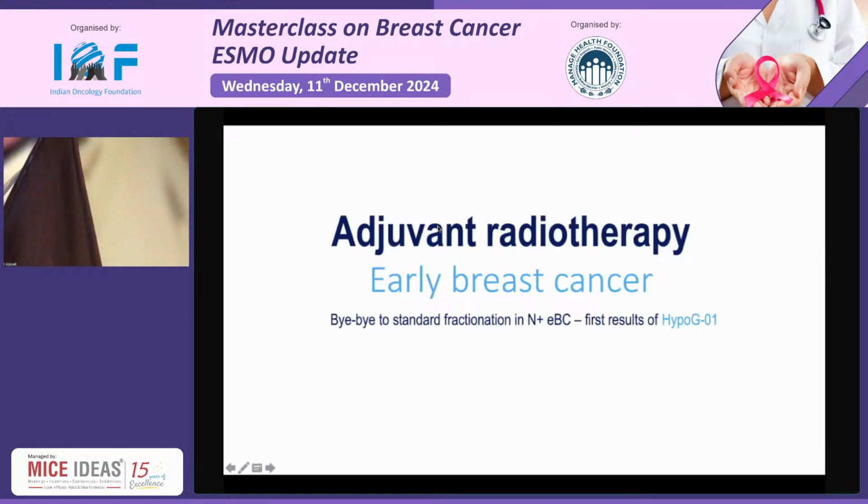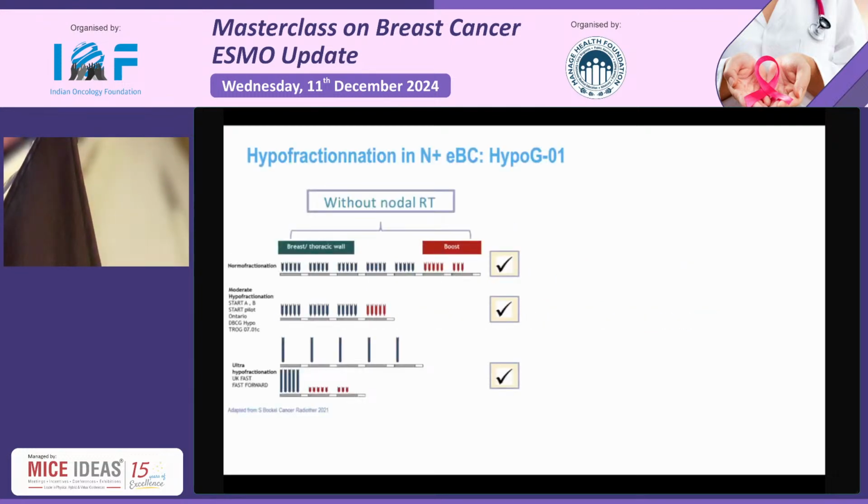First of all, I am grateful to Dr. Ashok Vaid, sir, for giving me this opportunity. I will be talking about adjuvant radiotherapy in early breast cancer: bye-bye to standard fractionation in node-positive early breast cancer and the first results of the Hypo G01 trial. As we all know, in early breast cancer, radiation post-surgery and chemotherapy has been scheduled for 5 weeks, which is the standard fractionation schedule.